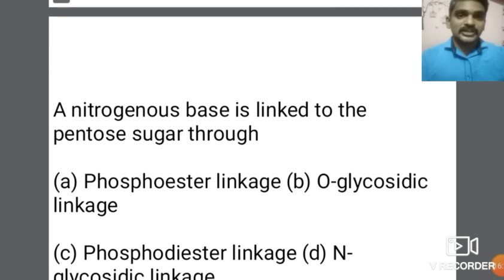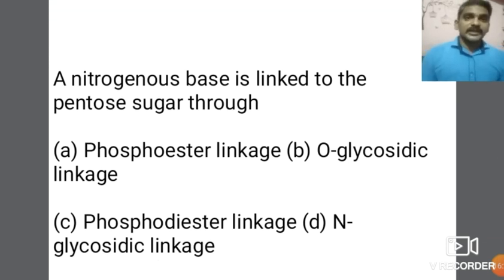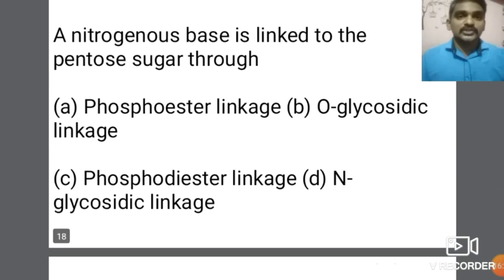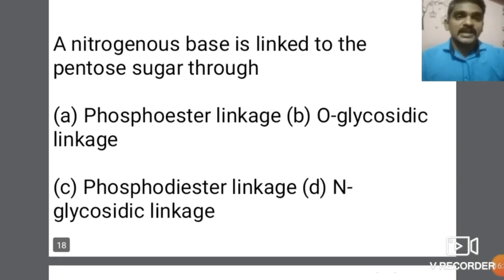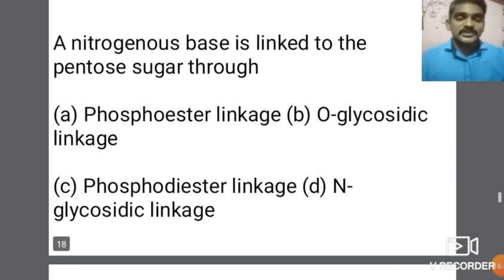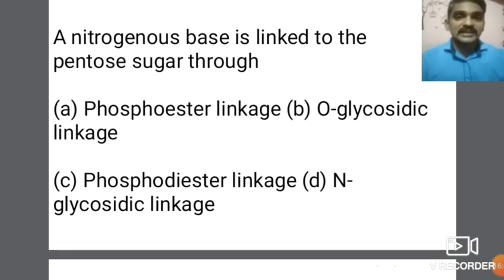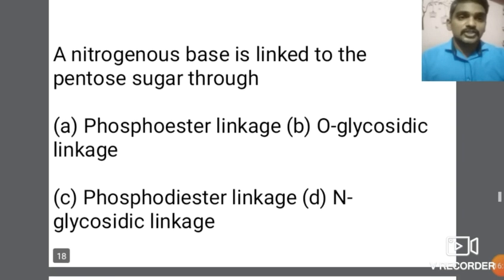So moving to the next question, a nitrogenous base is linked to pentose sugar through what? You can easily guess this because in my session I have told you what linkages are present in the nucleotides. Between the nitrogen base and sugar we have N-glycosidic linkage. To confuse you, they have given two options, O-glycosidic linkage and N-glycosidic linkage, but the answer is N-glycosidic linkage, that is between nitrogen base and the sugar molecule.